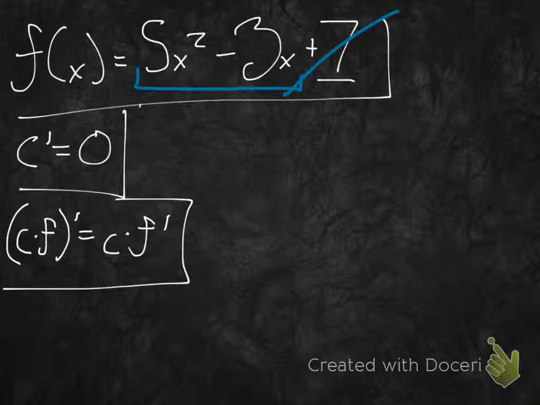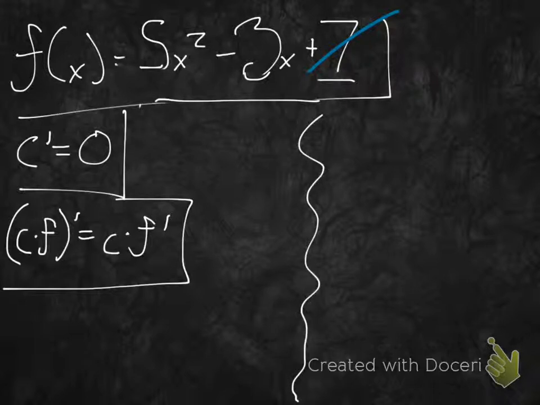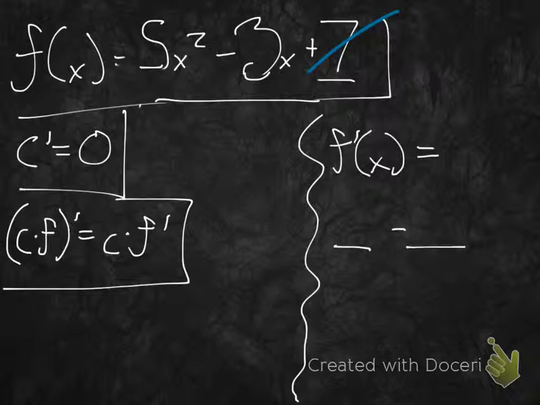Well, what does that allow us to do? Well, that lets us say we've got a constant times a function right here in the negative 3x. This is a constant times a function. So what we can do with this is, for our final derivative, we know that f prime of x is going to be something minus something plus 0, because we know that 7 doesn't matter, right?